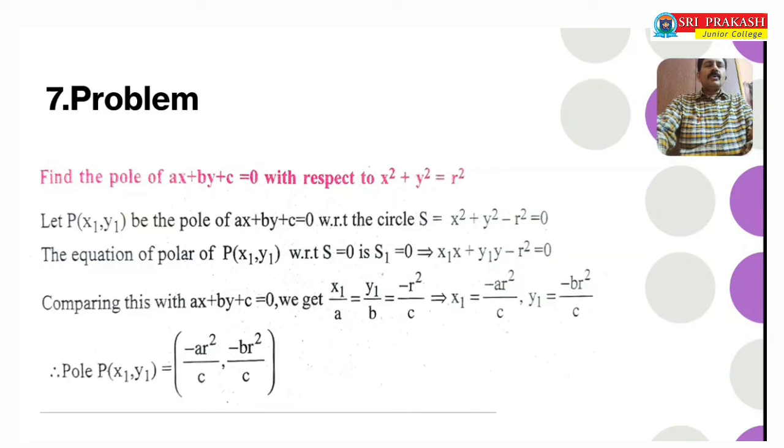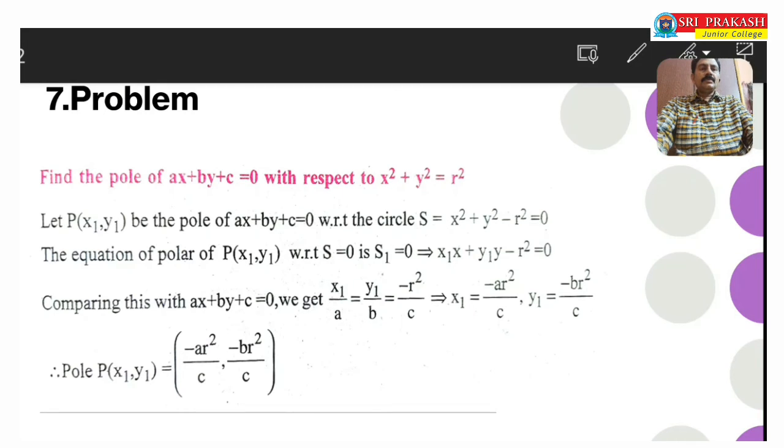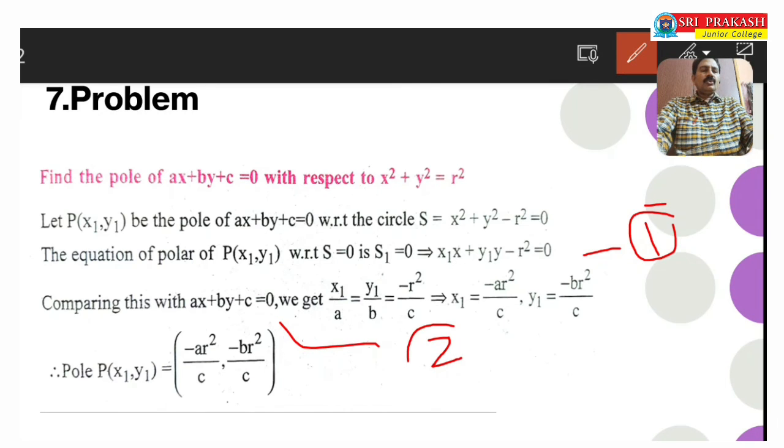Then find the polar equation of that point. The polar equation is obtained by the equation S1 = 0. Write down the equation of S1: xx1 + yy1 = r². Take this as equation 1. But it is already given that the polar of the given point is ax + by + c = 0. Take this as equation 2. Now here we have two different equations, 1 and 2. Though the equations are different, they are representing the same line, that is, the equation of the polar only.